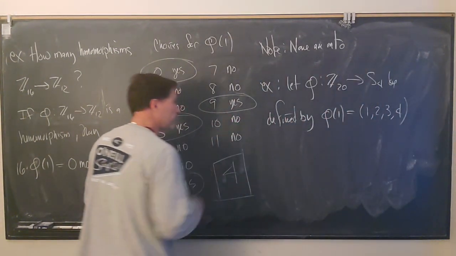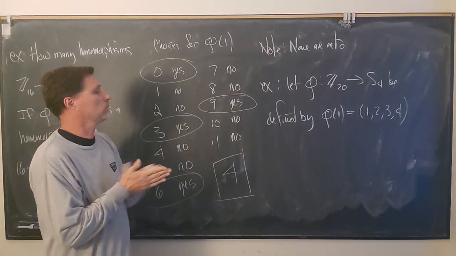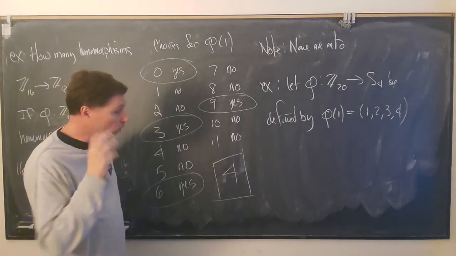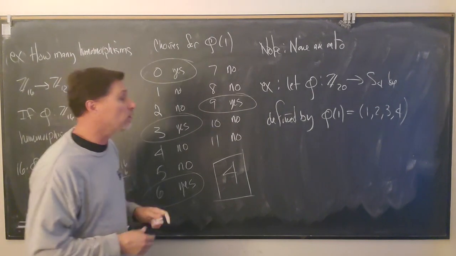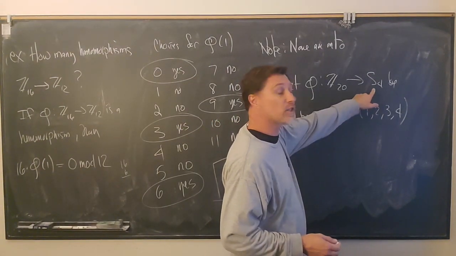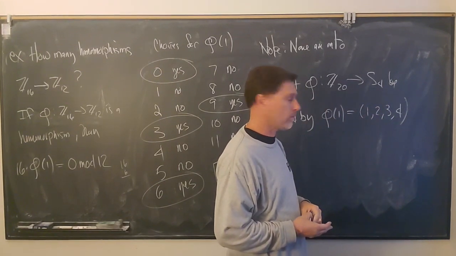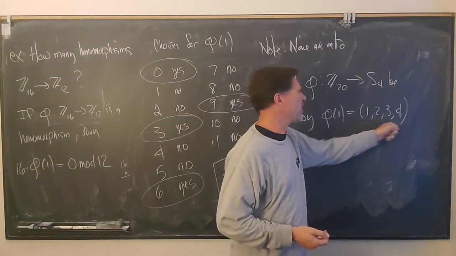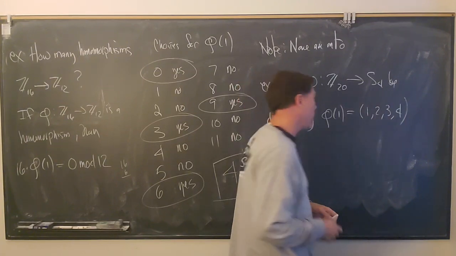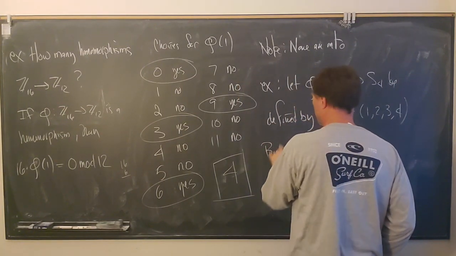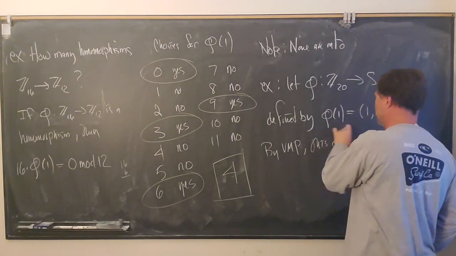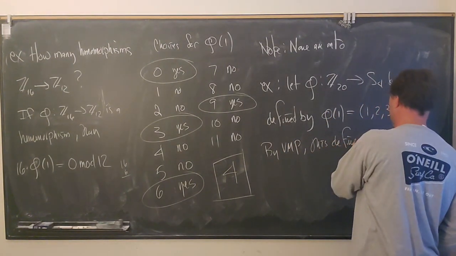Now, this is going to work. This will give us a homomorphism as long as phi of 1 raised to the 20th is equal to the identity. And if you notice, this element has order 4, so definitely raised to the 20th gives us the identity. So by the UMP, this defines a homomorphism.